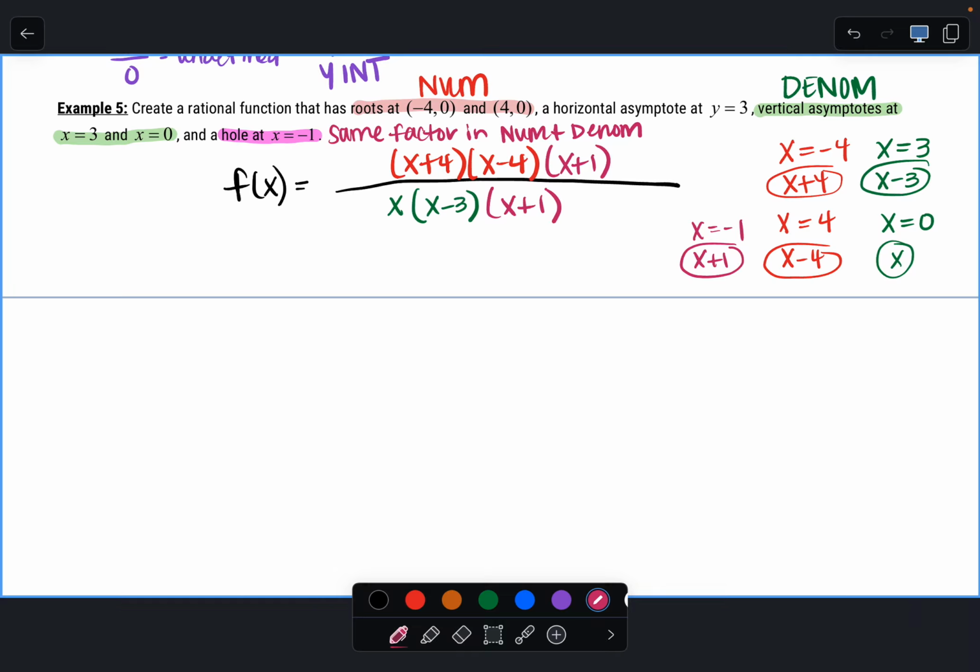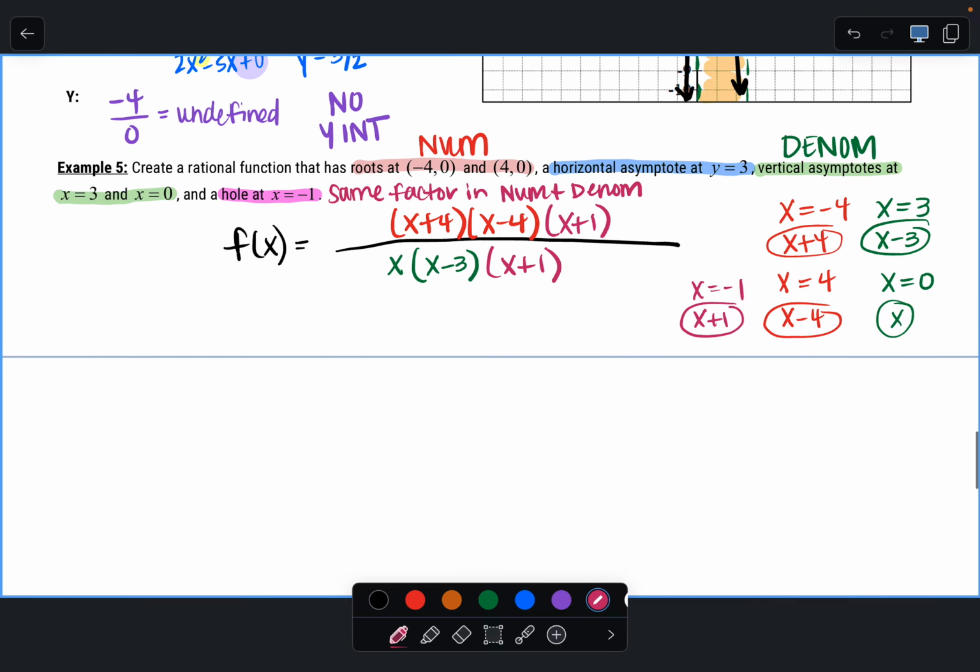The last piece is the horizontal asymptote at y equals 3. Anytime it's a number, it is an EATS DC. So you need to make sure your exponents are the same, and then you just have to make the numbers in front be something that divide to that number that they give you. So what I notice is I have an x, an x, and an x in the top. So that is x cubed. And in the bottom we have an x, an x, an x. So that is an x cubed. So right now with the other factors that I've listed, the exponents are already the same.